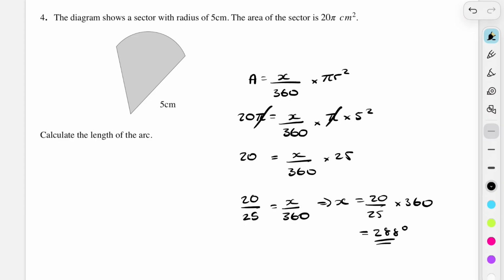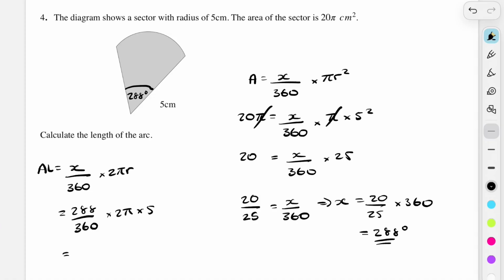So the angle must be 288 degrees. We can clearly see that this diagram has not been drawn accurately, but that doesn't matter. So we have 288 degrees. To work out the arc length, we have x over 360 times 2 pi r. In this case, it's 288 over 360 times 2 pi times 5. If I type that into my calculator, I end up with 25.1 centimetres. So the arc length is 25.1 centimetres.